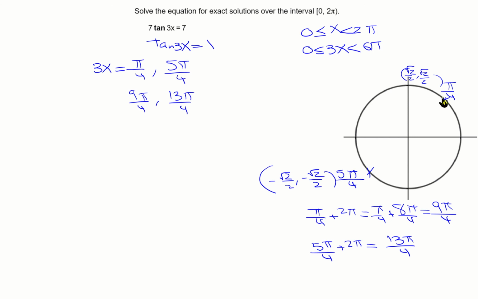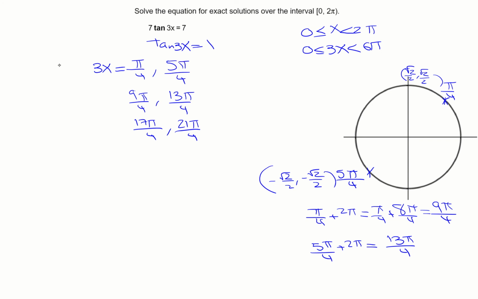So if I go one more full circle, in other words, add 2 pi to this 9 pi over 4 again, I get 9 pi over 4 plus 8 pi over 4, which is 17 pi over 4. And if I go one full circle around and add 2 pi to 13 pi over 4 now, I get 21 pi over 4, because 13 pi over 4 plus 8 pi over 4 is 21 pi over 4. And notice if I go around again, I'll go over the 6 pi limit. So 17 pi over 4 plus 8 pi over 4 would be 25 pi over 4, which is of course more than 6 pi, because we know 24 pi over 4 is 6 pi. So we stop on both of those. We have all the solutions for 3x.